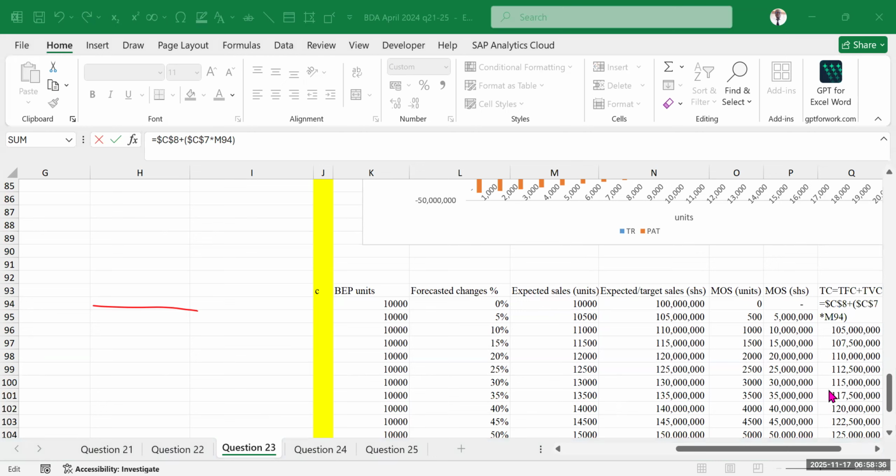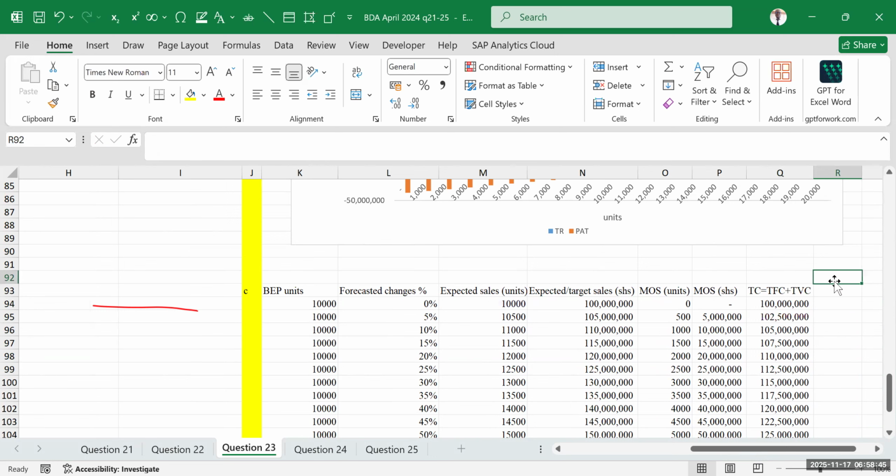Okay, now, after we have that, is someone really speaking? I can't get you clearly. I can't get you clearly at all. I was asking, how did you get a margin of safety in shillings?